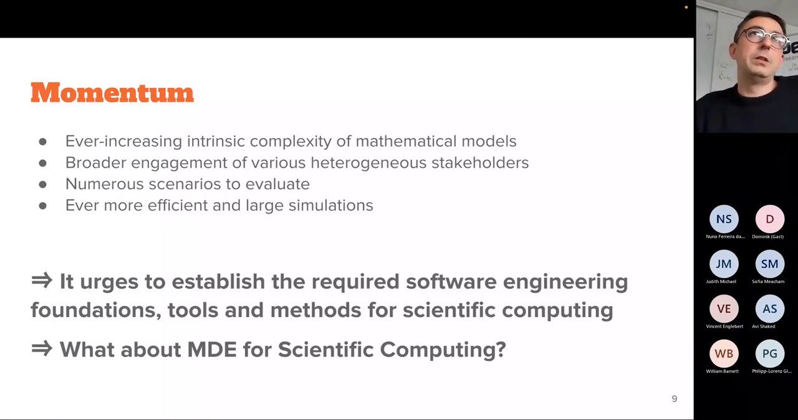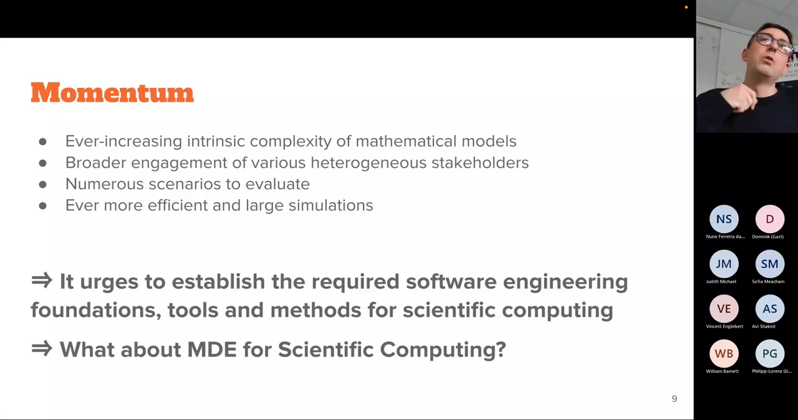In the past, scientists were building their own simulators for themselves, such that they wanted to simulate as precisely as possible the phenomenon that they were representing. And now, because we open these models to possibly decision makers, to possibly the general public, and so on, they are using the models with different scenarios.